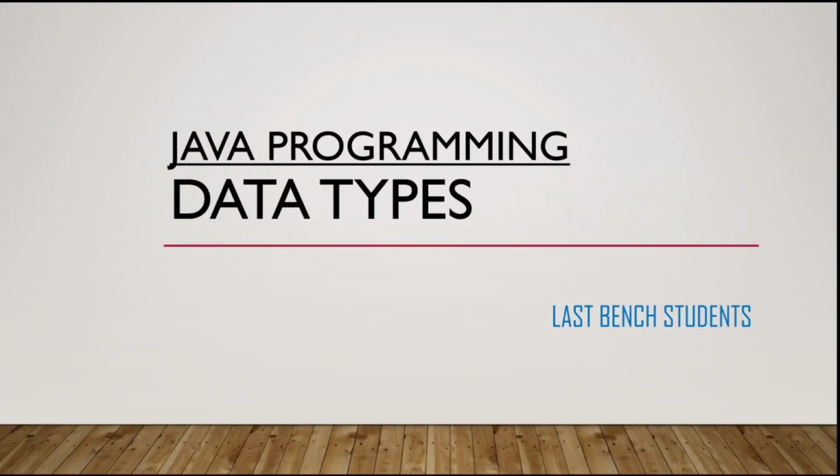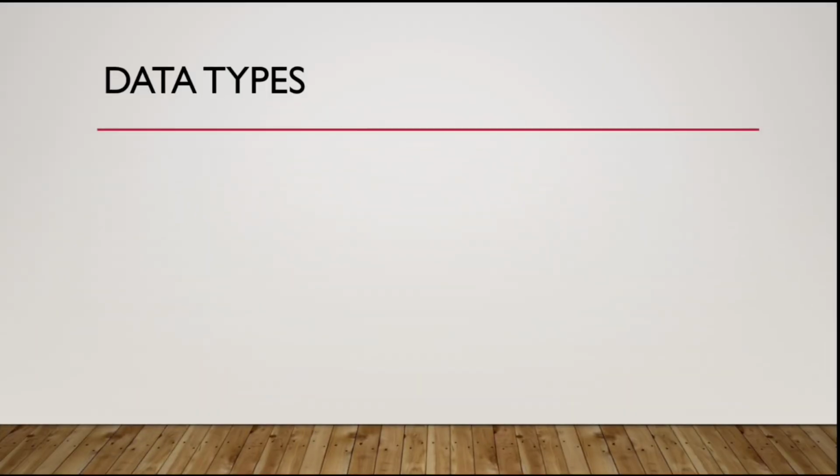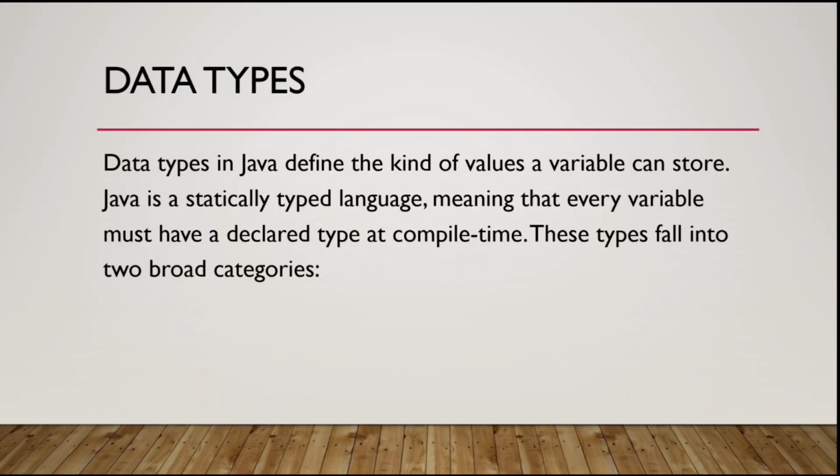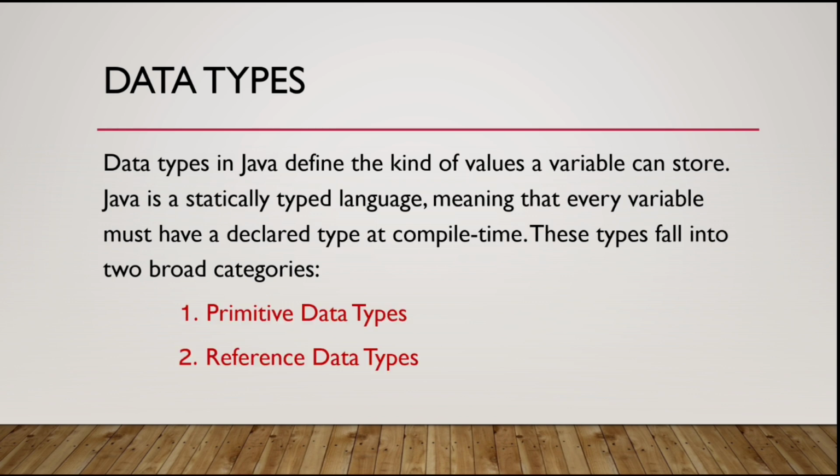Java programming: data types. Data types in Java define the kind of values a variable can store. Java is a statically typed language, meaning that every variable must have a declared type at compile time. These types fall into two broad categories.